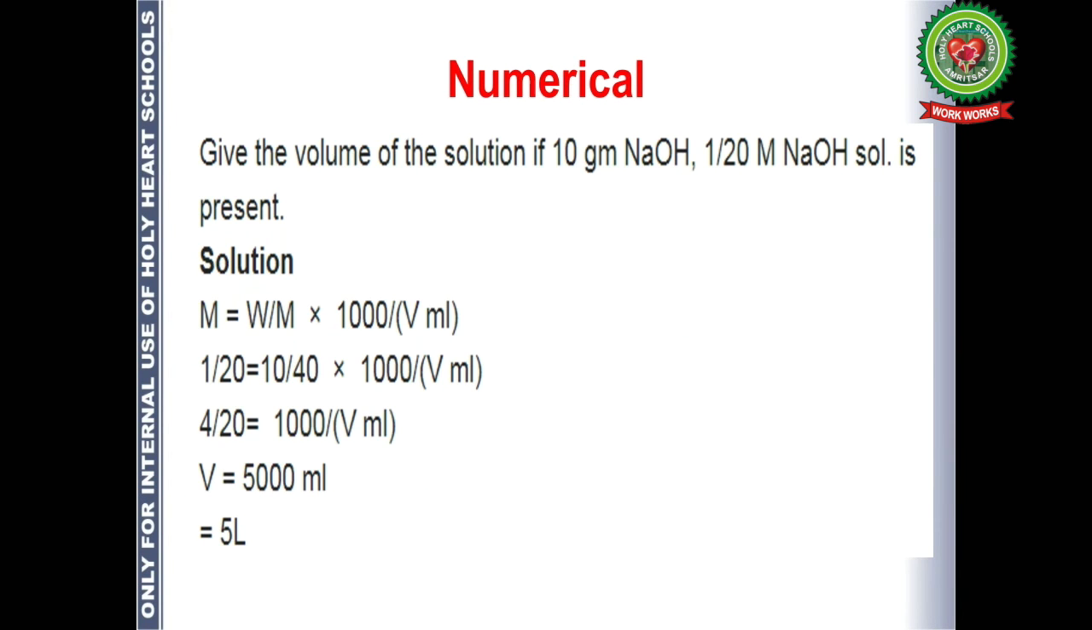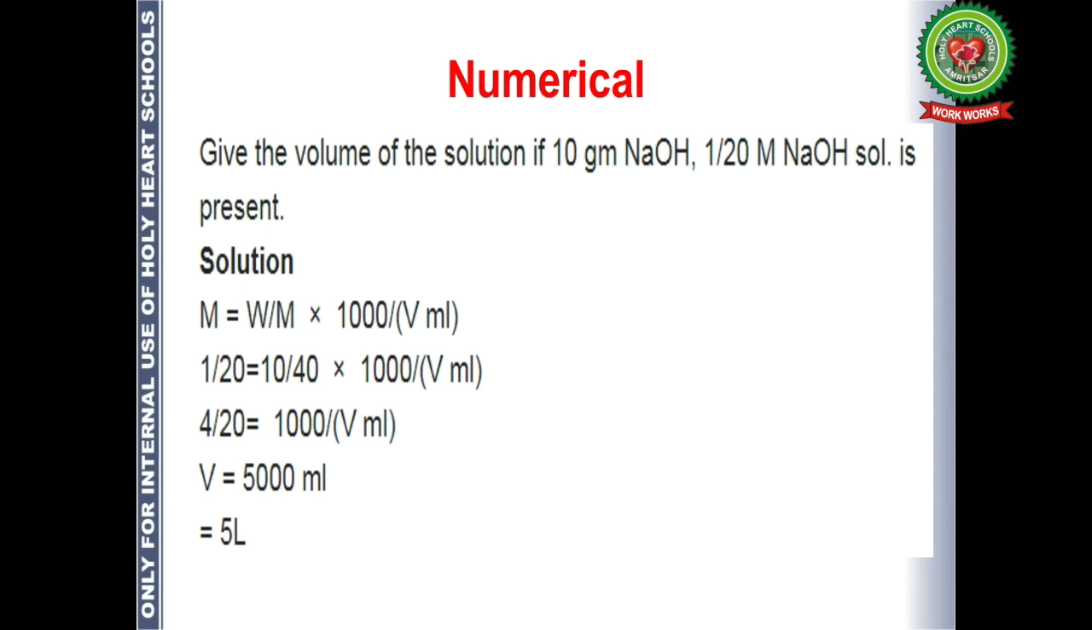The next numerical: give the volume of solution if 10 gram NaOH is present in a 1 by 20 molar NaOH solution. It means here we have to calculate the volume. We are going to find V in this numerical. You are provided with 10 gram NaOH. 10 gram is the weight of NaOH, the molecular mass of NaOH we calculated in the first numerical is 40 gram, and 1 by 20 is the molarity of NaOH.